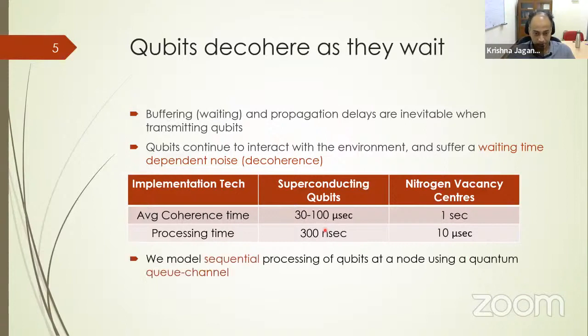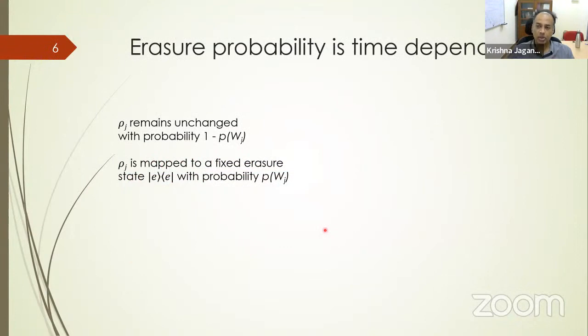So we model the sequential processing of qubits at a node using something known as a quantum queue channel. That's what I'll speak about next. Now, I'm going to be mainly talking about erasures. Erasures in the quantum world are pretty much exactly like erasures in classical communication.